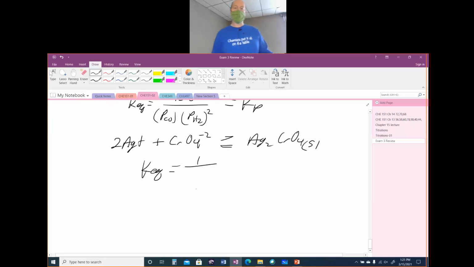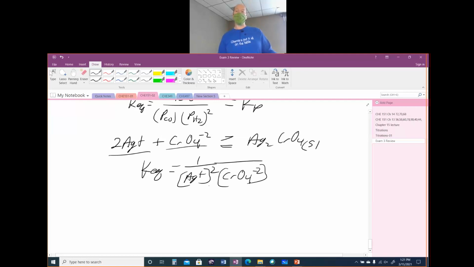So just 1 over the reactants, Ag+ squared and CrO4 2-. Since these are both aqueous, we put them in concentrations in molarity. And since they're both in molarities, that is the same as your Kc. Remember that this is moles per liter, or molarity, and pressure is in atmospheres.